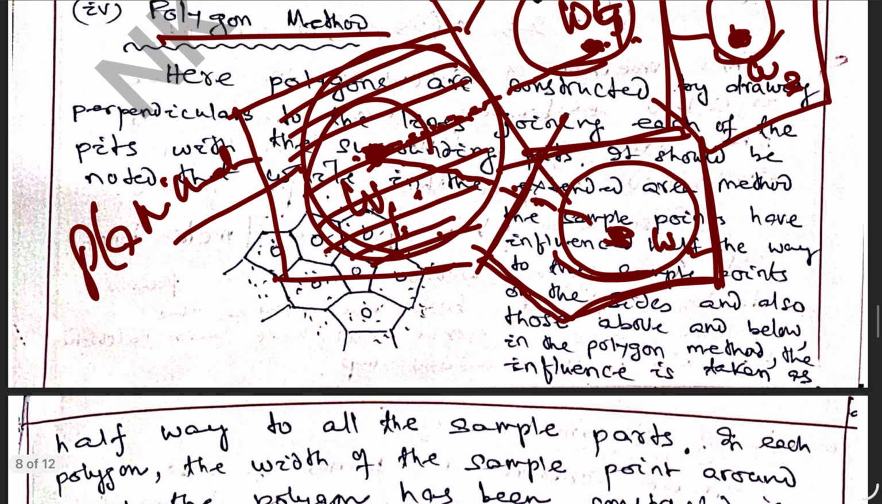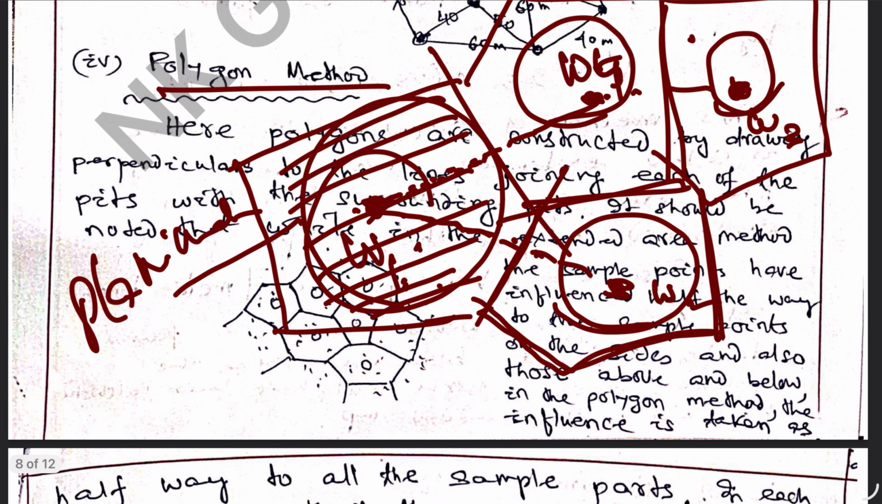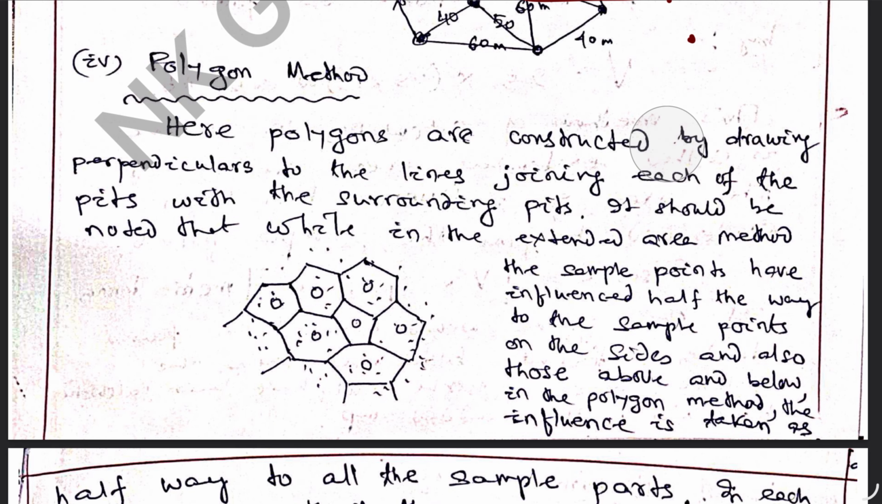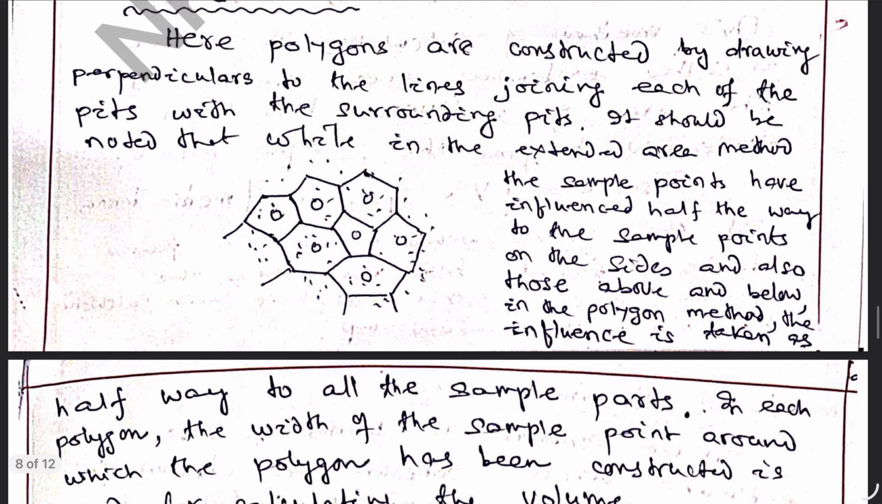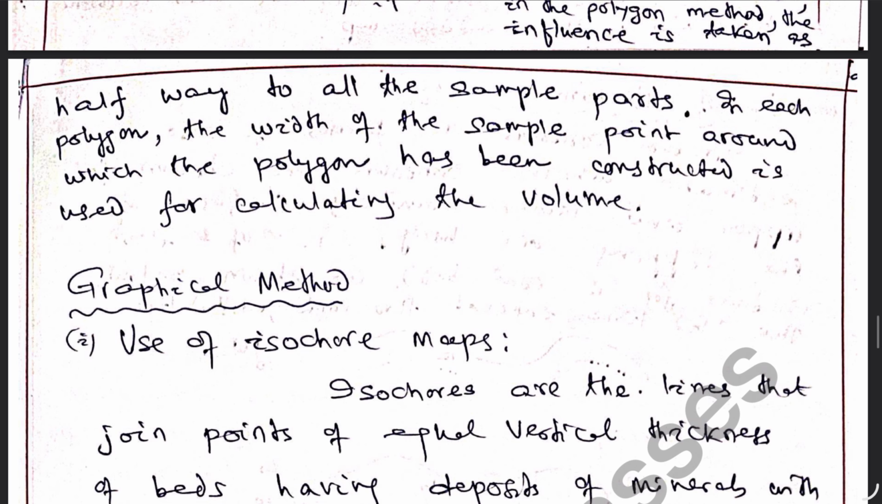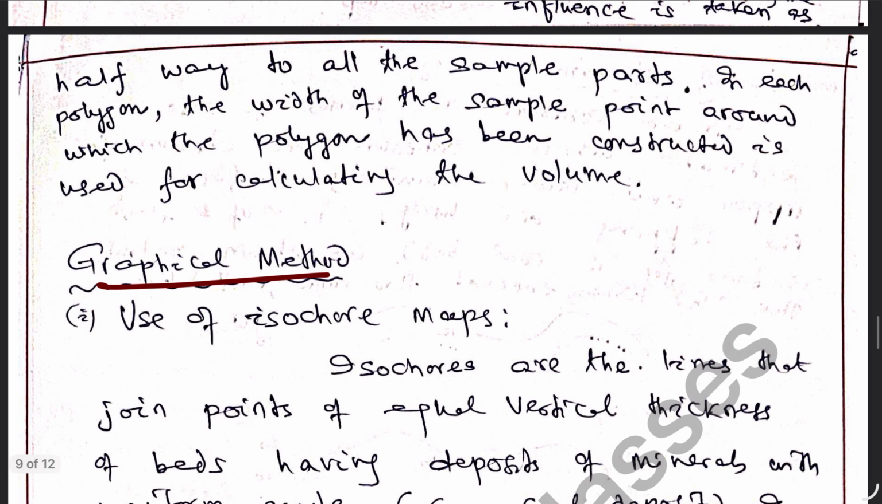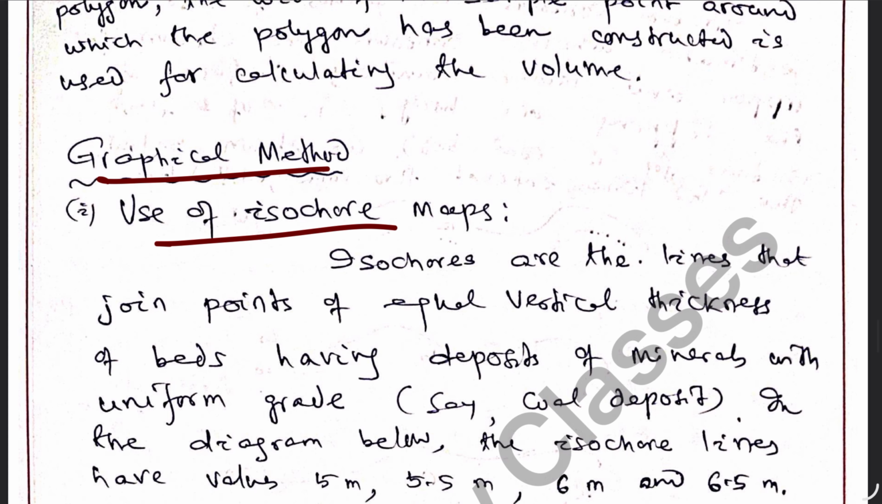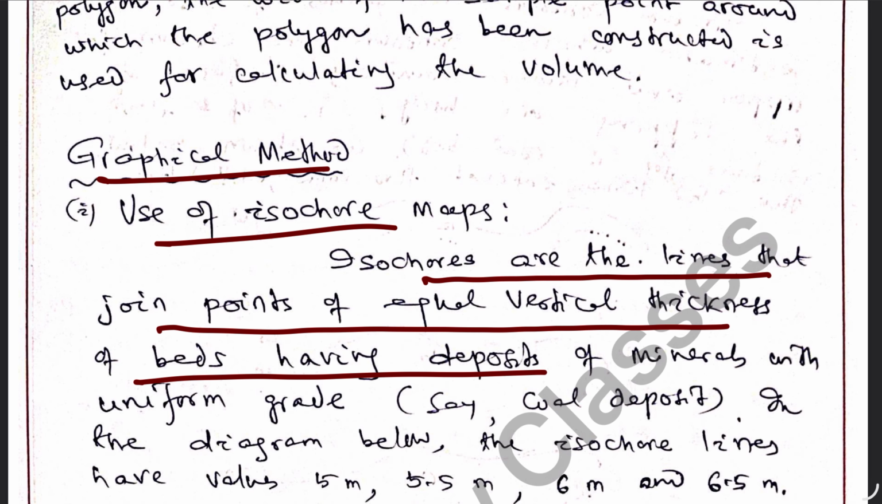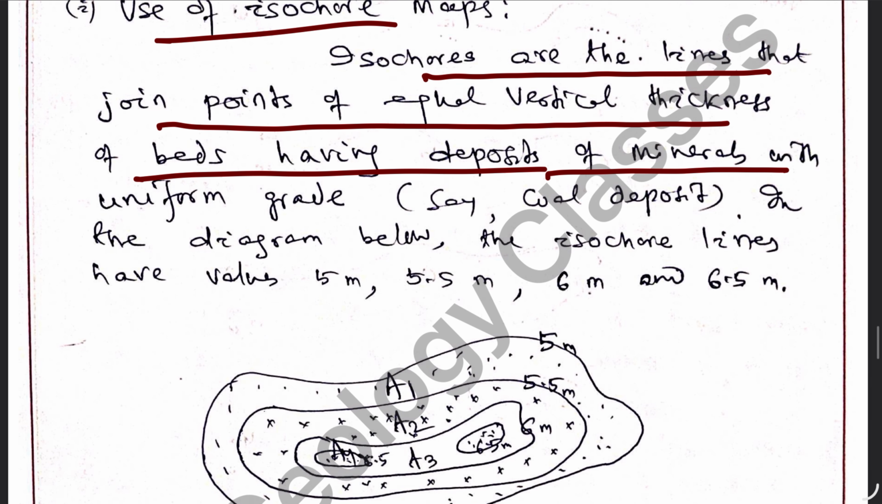And so I discussed all the 4 methods of determination of volume by geometrical method. Now let me discuss how volume is being determined in graphical method. There are 3 ways: use of isocurve maps, use of stratum contours, use of transverse sections. These are 3 methods by which we can calculate the volume. So let me discuss what is isocurve maps. Isocurves are the lines that join points of equal vertical thickness of beds having deposits of minerals with uniform grade. Say it is a coal deposit.